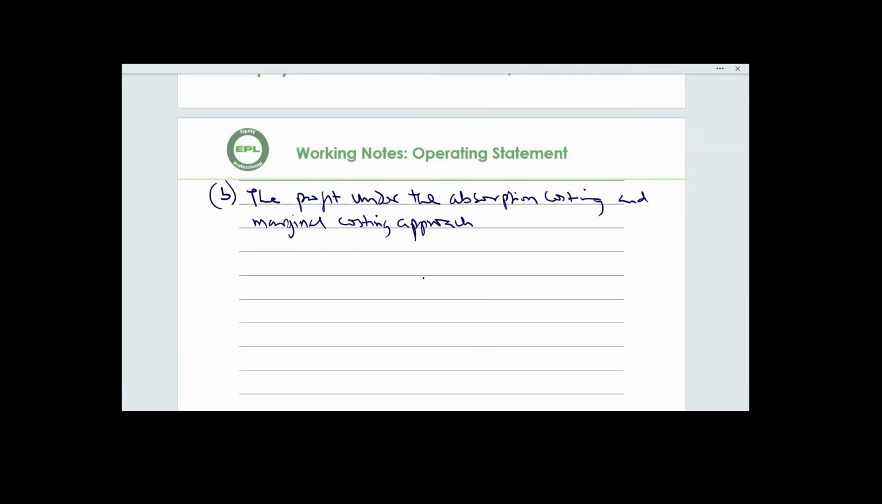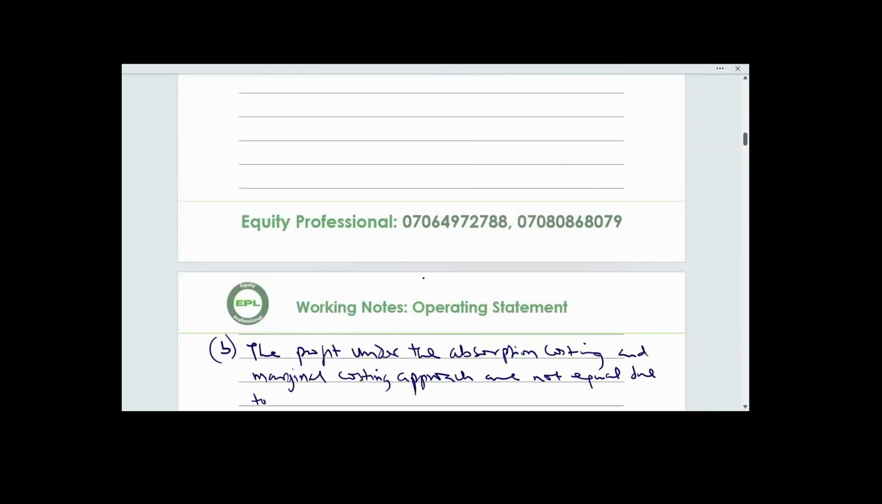Number B. You then say the profits under the absorption costing and marginal costing method or costing approach are not equal due to, when you look at the profit, this is what we are saying.